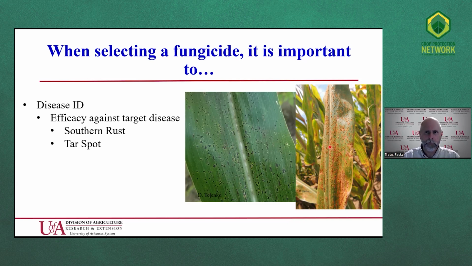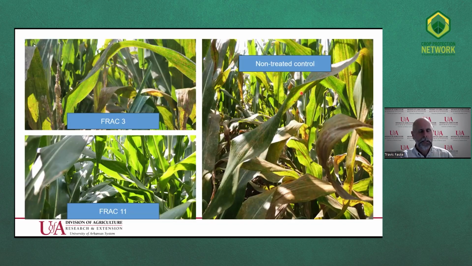Let me give you a visual of that. I'm kind of a visual person. So this is a trial that I've had in Arkansas. This is 28 days after treatment. This is the non-treated control, and all of this light colored spots here. This is all southern rust, pretty severe as southern rust goes. This is what the FRAC code 3 fungicide looks like in this trial. And this is what the 11 looks like. Obviously, here that 11 looks much better. I don't have an example for tar spot, but the opposite would be true between these two fungicides.